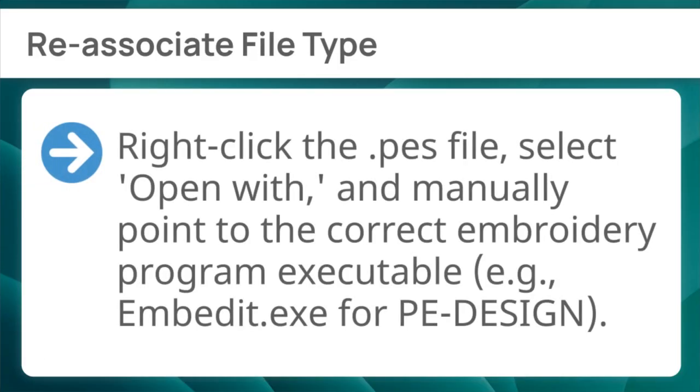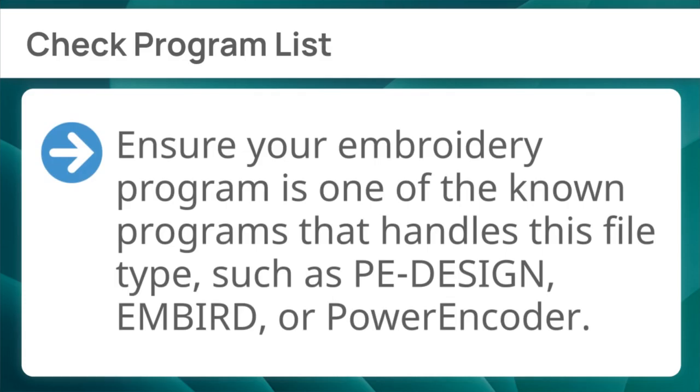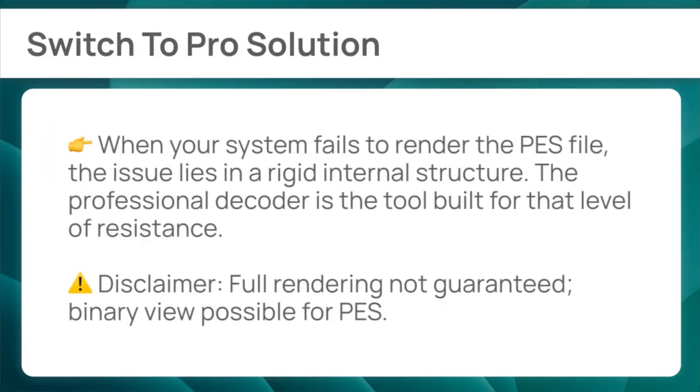Next, reassociate file type. Right-click the PES file, select Open With, and manually point to the correct embroidery program executable, e.g. Embird.exe for PE Design. Finally, check Program List. Ensure your embroidery program is one of the known programs that handles this file type, such as PE Design, Embird, or Power Encoder. When every locally installed program has been tried, specialized third-party software is now the required final intervention.